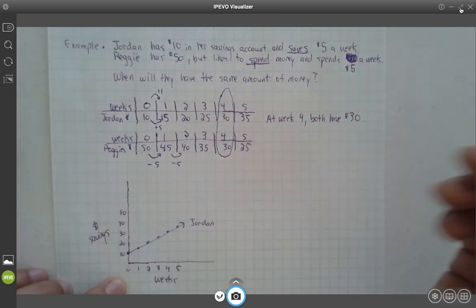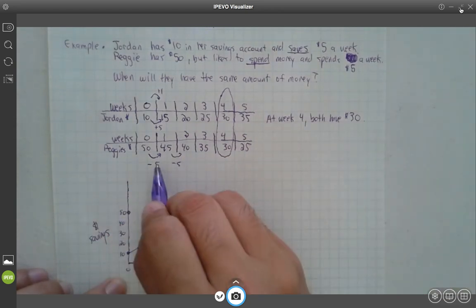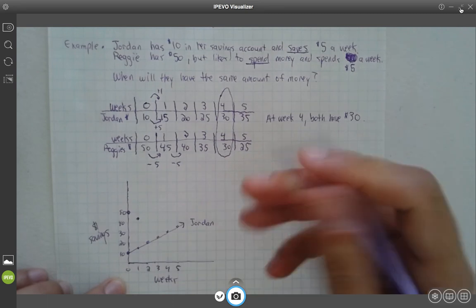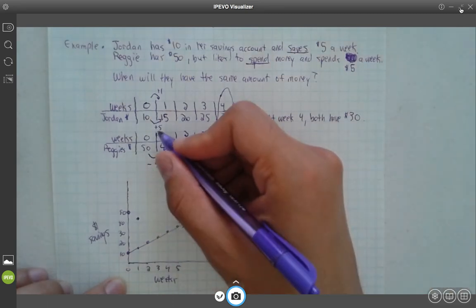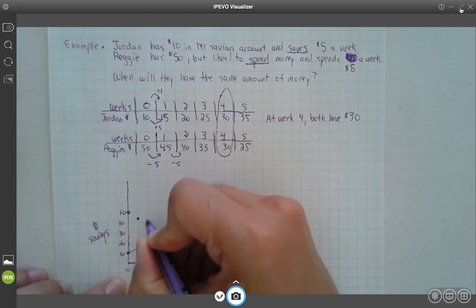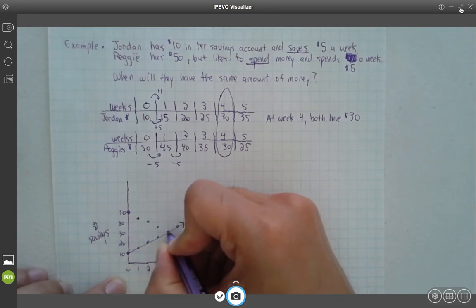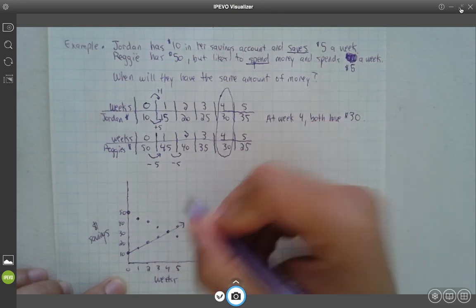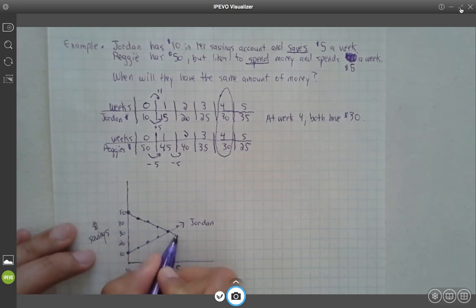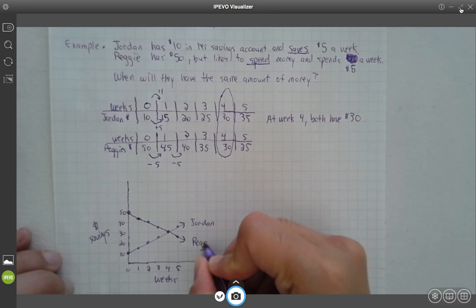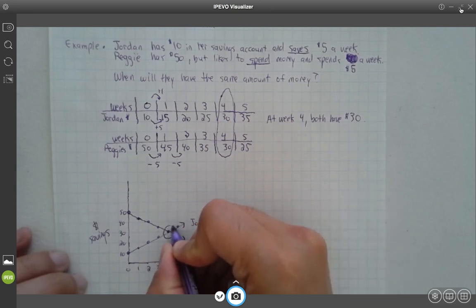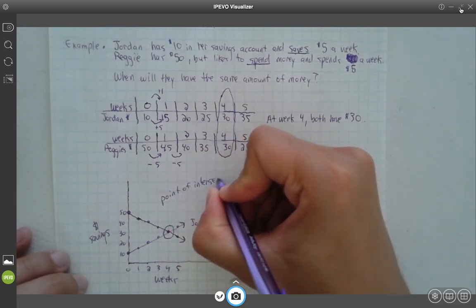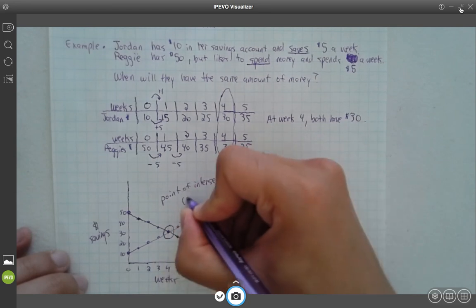And if we do Reggie's, Reggie started at 50. Now she's minusing 5. So that means that if we plotted the point, 1, 45 would be 1, 45. Or if you understand slope, that negative 5 over 1 means you're going down 5 over 1. Down 5 over 1, down 5 over 1, which gets 4, 30, what we got on the table. Down 5 over 1. And this represents Reggie's. And we can see from this graph that they're going to intersect right there. There's your point of intersection, which in this case is the point 4, 30.